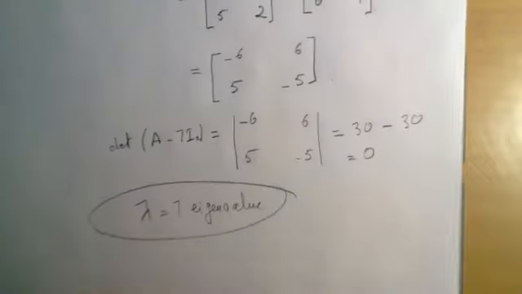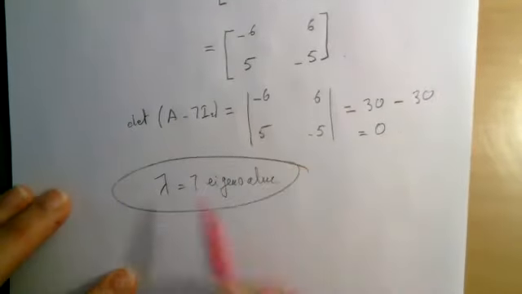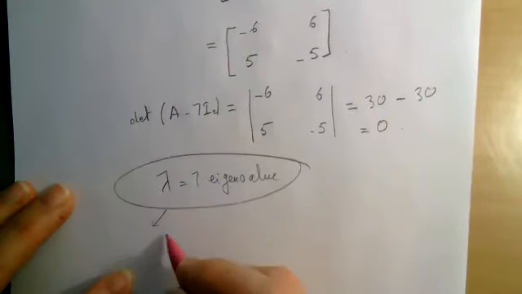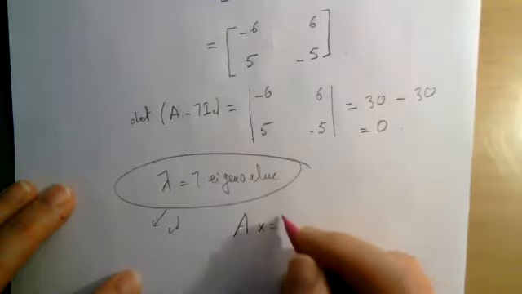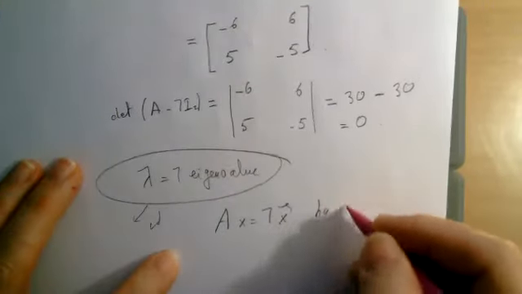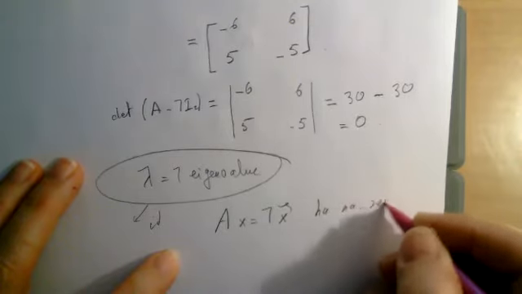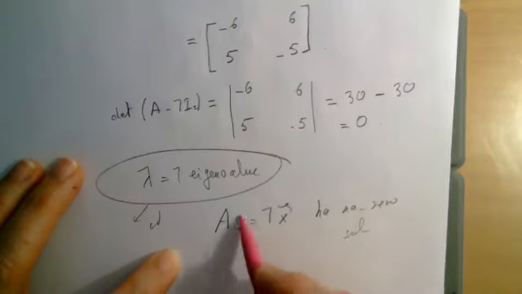Which means to us, now we've shown that it's an eigenvalue, basically was done. But for us it means that the system AX equals 7X has a non-zero solution. That's really what it means. And the solution of it is what we call the eigenvector.